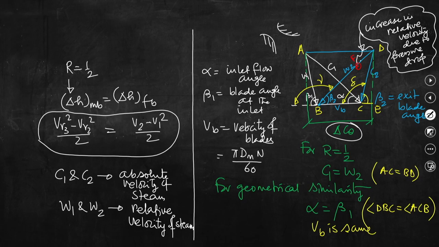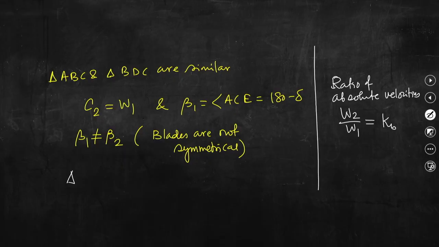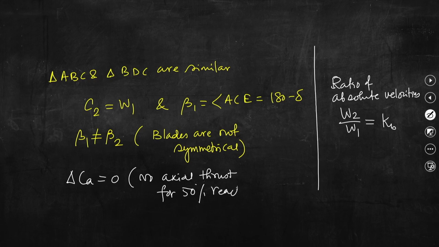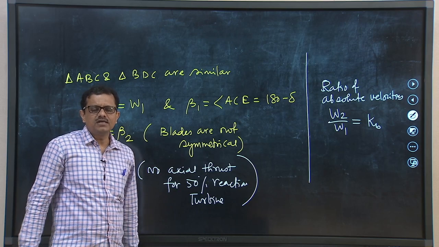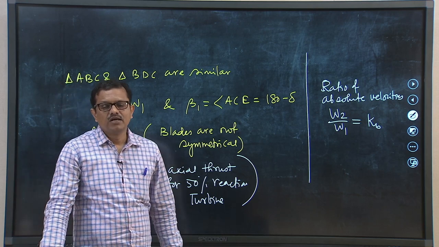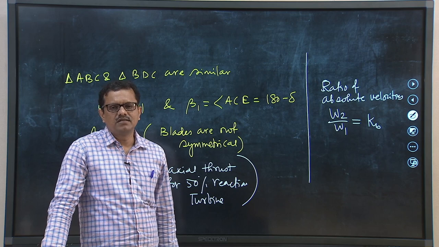calculate delta C theta, that is the change in swirl component of velocity or whirl component of velocity, which is responsible for the tangential thrust. So basically there is no axial thrust that we have discussed. Let me write here: delta C A equal to 0, no axial thrust for 50% reaction turbine. But as I said, a small amount of axial thrust should be there due to change in pressure of the steam as it passes through the blades.